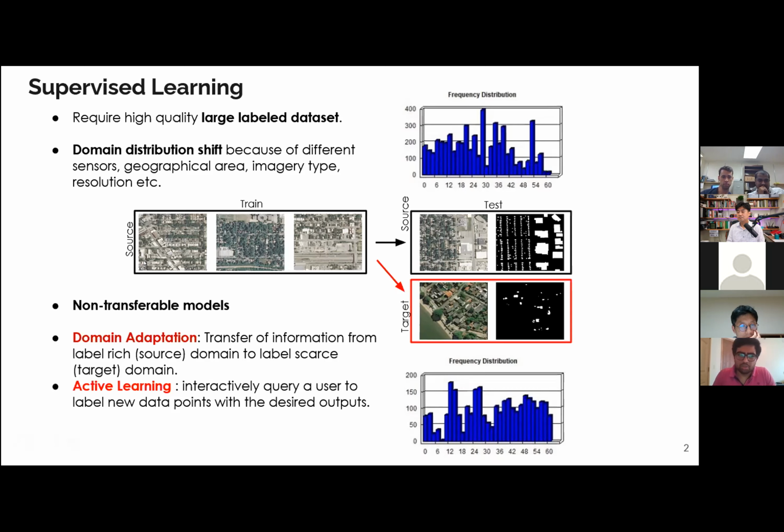And the other solution to those kinds of problems of high label intensity tasks and non-transferable models is active learning, which is basically trying to find out which are the best labels, so we have to label them iteratively.